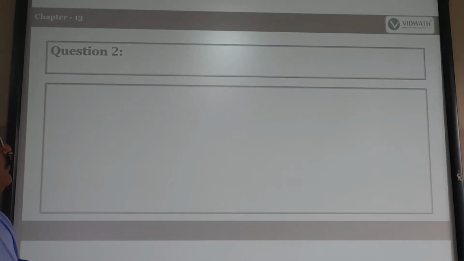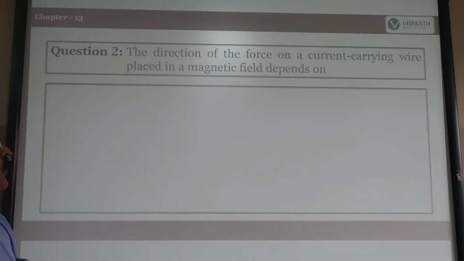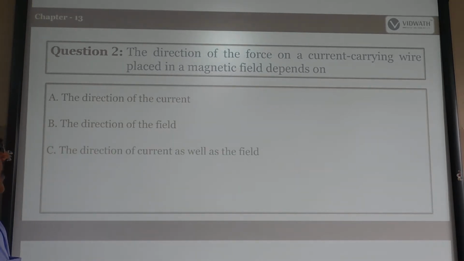So next question. The direction of the force on a current carrying wire placed in a magnetic field depends on: the direction of the current; the direction of the field; the direction of the current as well as the field; or neither the direction of the current nor the direction of the field. The correct answer is the direction of the current as well as the field.